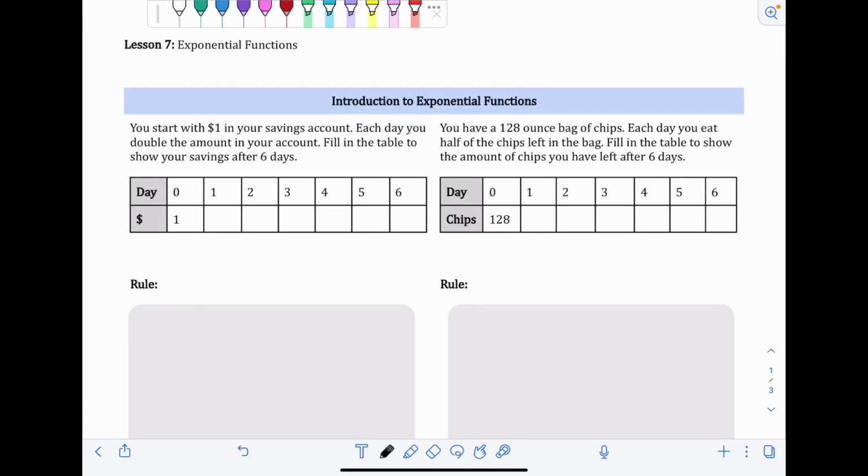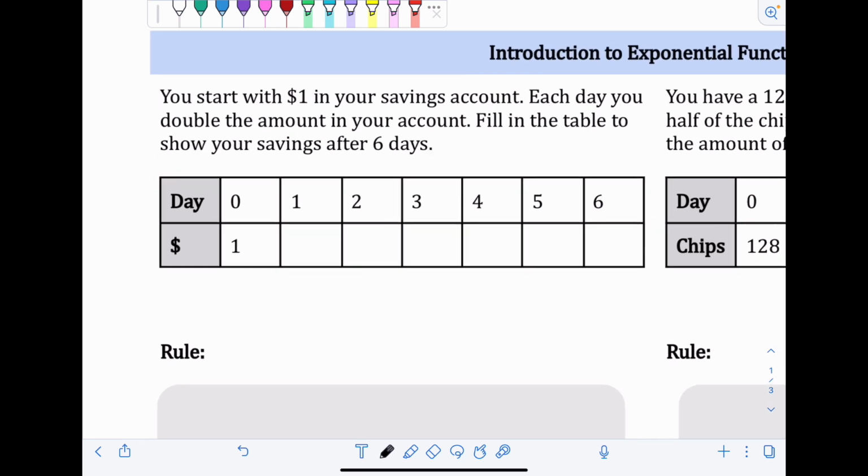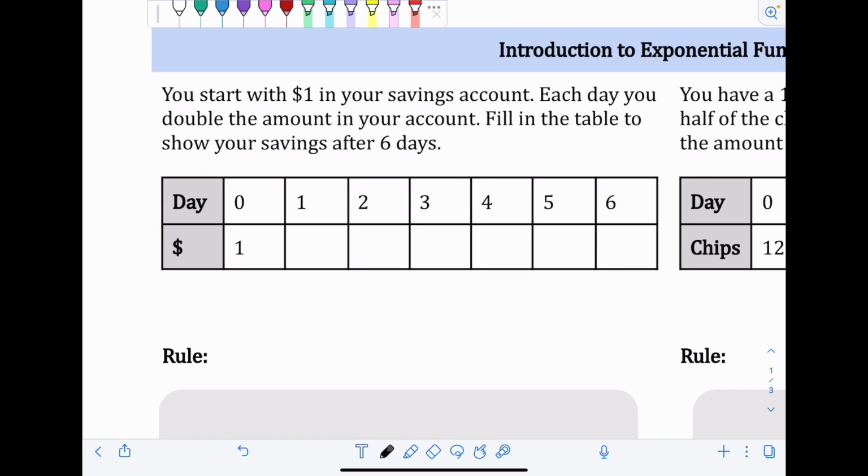Lesson 7 is called exponential functions, and exponential functions can represent a ton of different real life situations, so that's where we're going to start. So, introduction to exponential functions. Our first problem is you start with $1 in your savings account, and each day you double the amount in your account. Fill in the table to show your savings after 6 days.